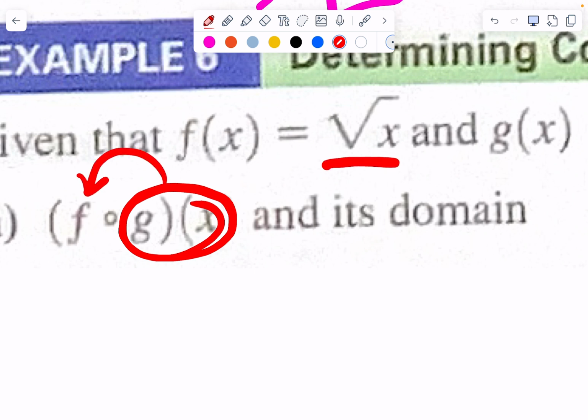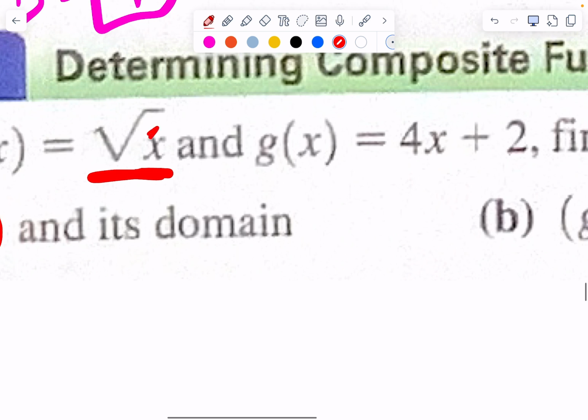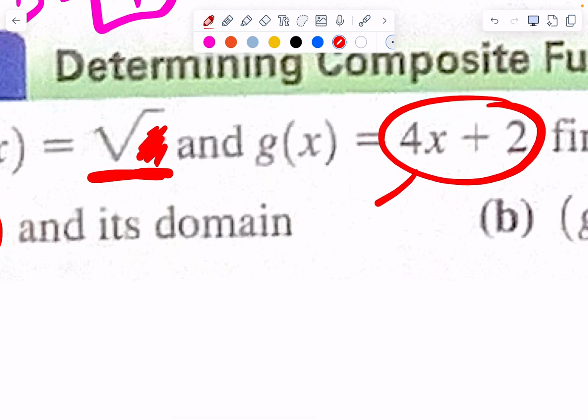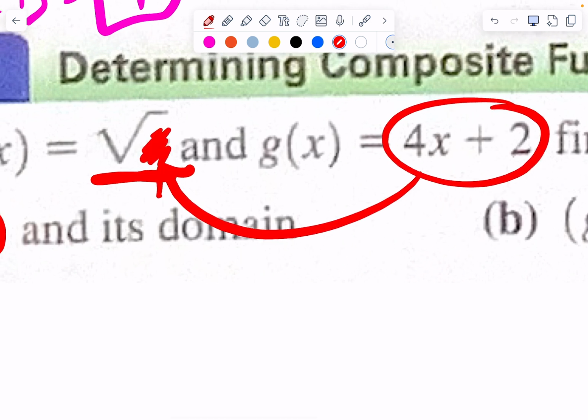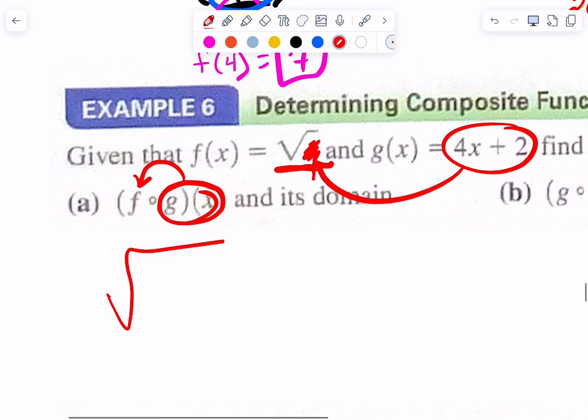So f was the square root of x. Now this is not going to be x anymore, and I'm taking g and I'm shoving it into that spot, right? So it will be the square root of 4x plus 2. I'm taking that 4x plus 2 and shoving it in for x, okay?